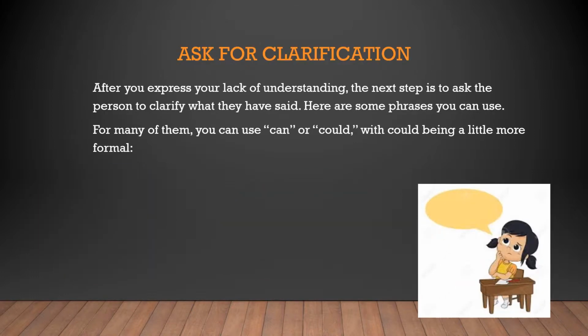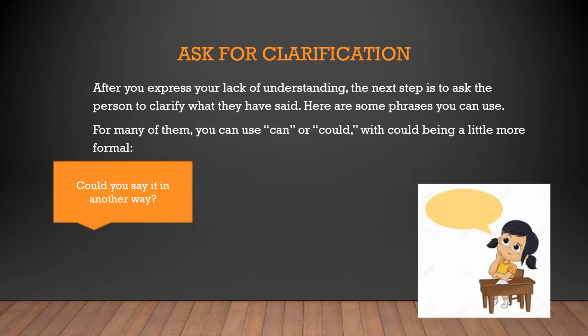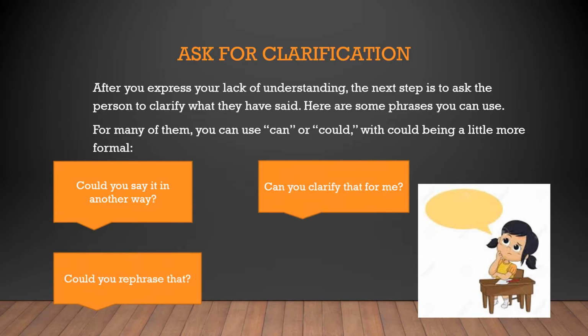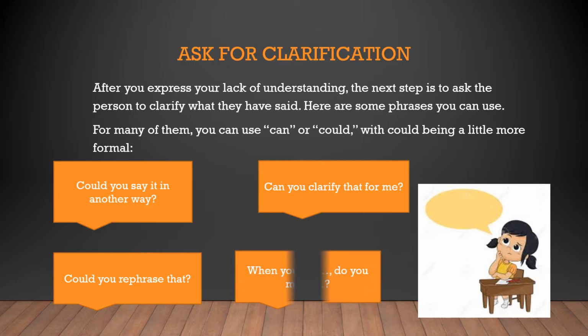Next is to ask for clarification. After you express your lack of understanding, the next step is to ask the person to clarify what they have said. Here are some phrases you can use. For many of them, you can use can or could, with could being a little more formal. Could you say it in another way? Can you clarify that for me? Could you rephrase that? When you say blah blah blah, do you mean blah blah blah?